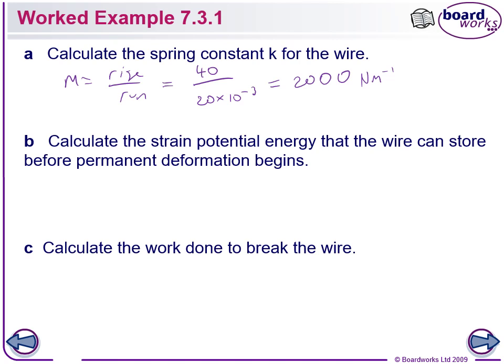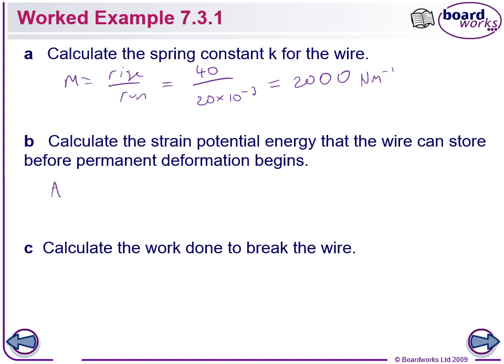Next, calculate the strain potential energy that the wire can store before permanent deformation begins. All right, so again, this is the energy that our wire can store up to the elastic limit. If we go beyond the elastic limit, we get permanent deformation. So if we're looking for our potential energy, we want the area under the graph.